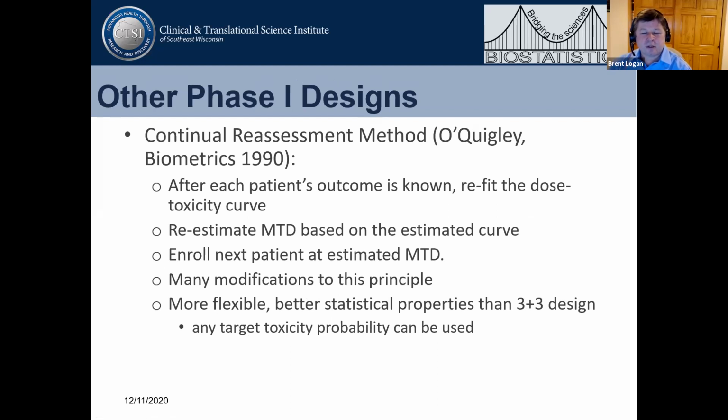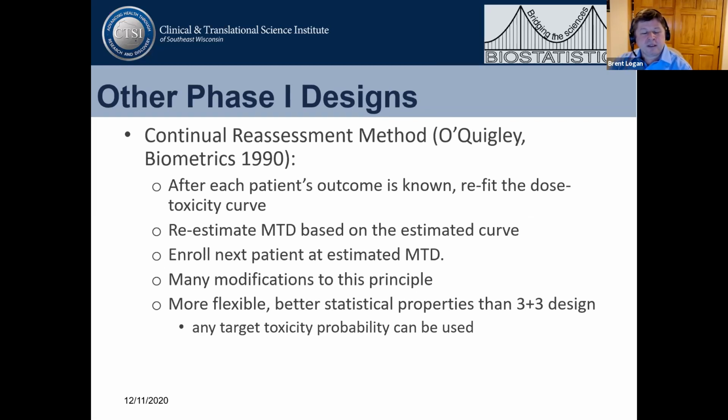There are some other phase 1 designs that are worth describing. The continual reassessment method is one that is popular. The idea here is that you actually fit that dose response curve, or that dose toxicity curve, after each patient's outcome is known. And you figure out where the corresponding maximum tolerated dose is on that curve. And that's where you put the next patient. You put them right at the MTD.